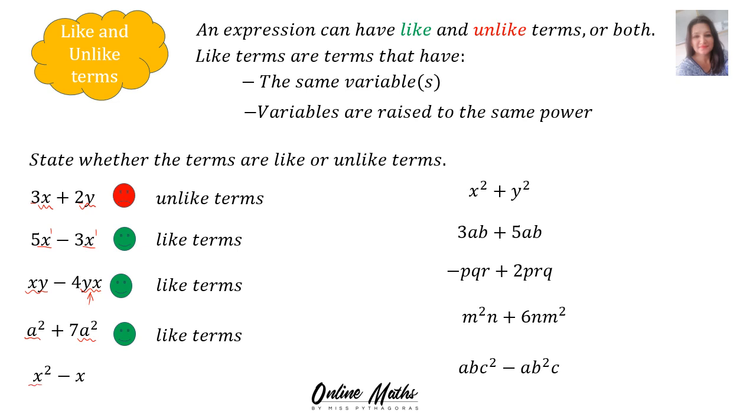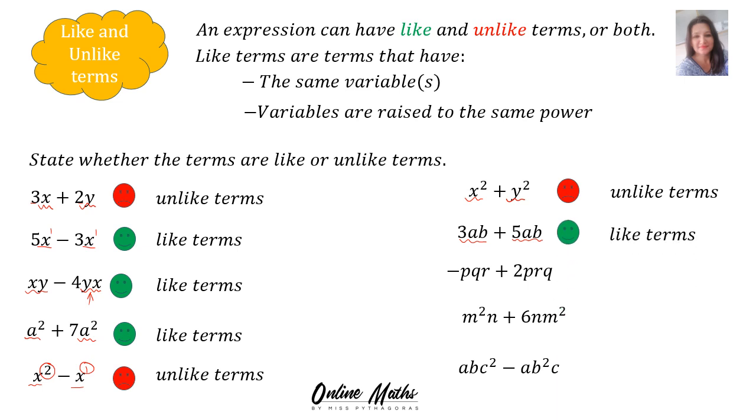x squared minus x. Although the variables are the same, the powers differ, because this one is raised to the power of 2 and this one, although there's nothing, in fact has an invisible 1. Therefore they are unlike terms. This x squared plus y squared, the variables are different, therefore unlike terms. 3ab plus 5ab. The variables are the same, their powers are the same, therefore they are like terms.